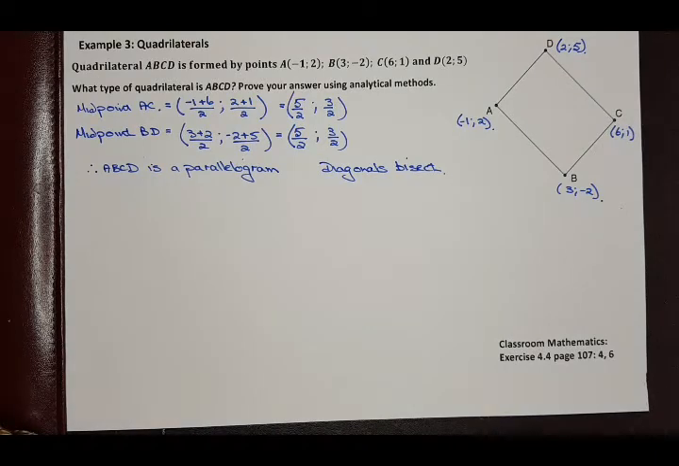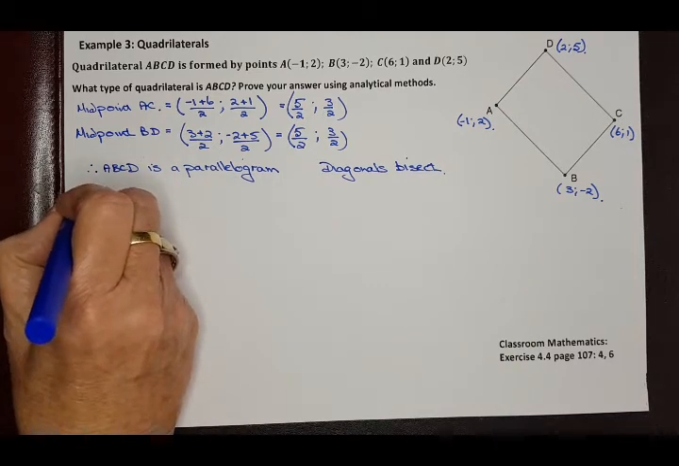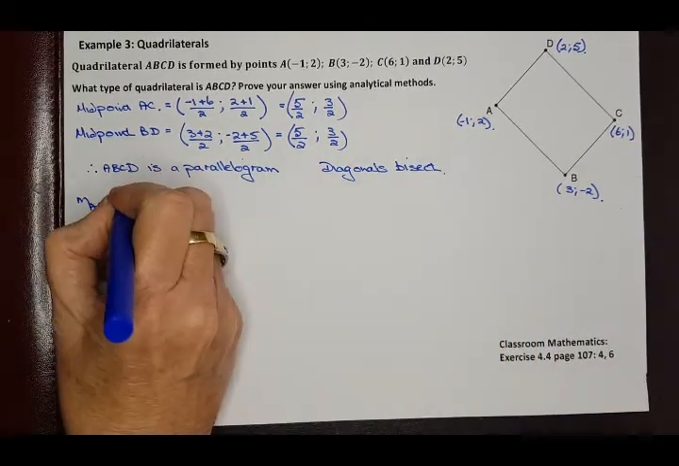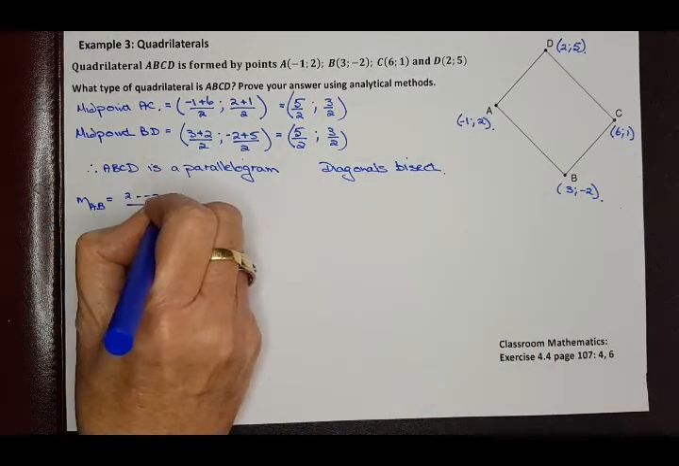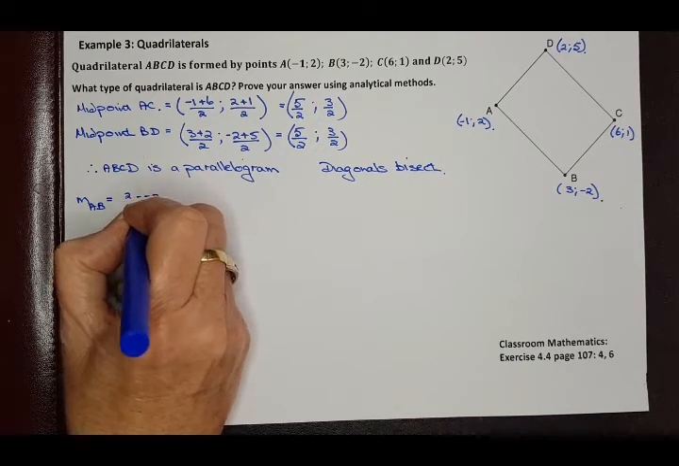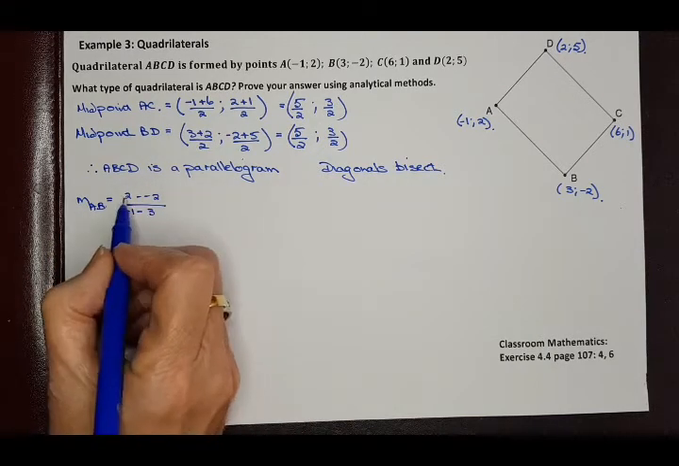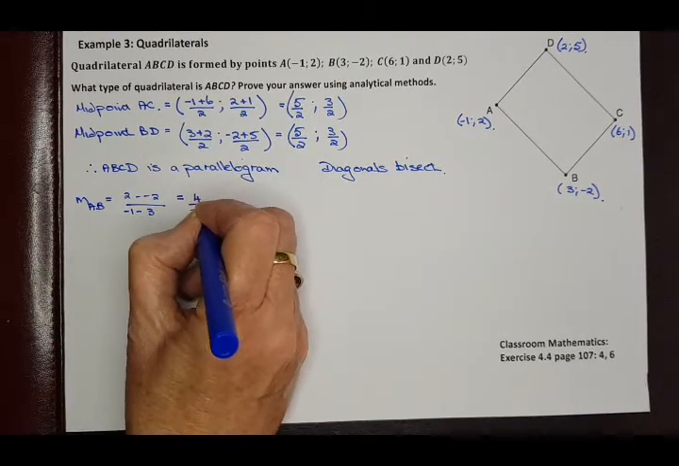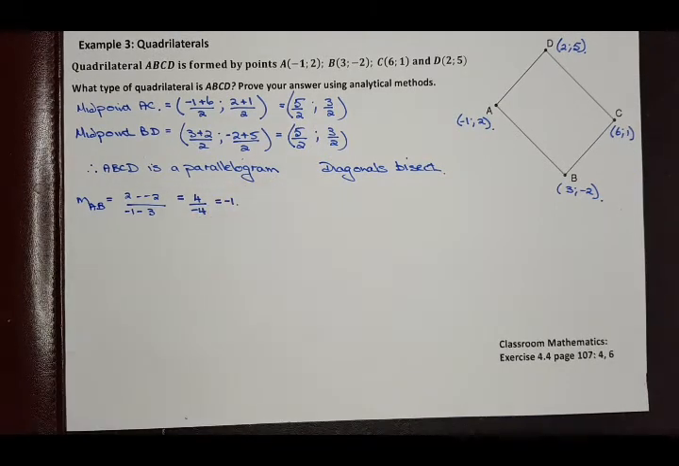Okay, so let's investigate a little bit further and see if potentially ABCD could be a rectangle. Well, if it's going to be a rectangle, it means that it would have to have a right angle. And so let's examine that. How do we find out if there's a right angle? Well, I'm going to work out the gradient of AB, 2 minus minus 2, difference in y, over minus 1 minus 3. Okay, that is going to give me a 4 over a minus 4. The gradient there is going to be minus 1.